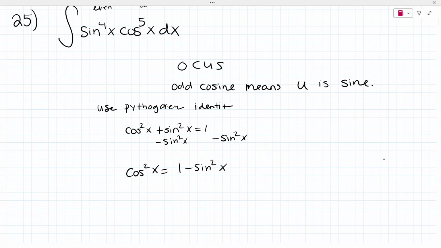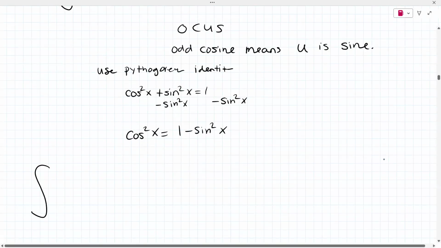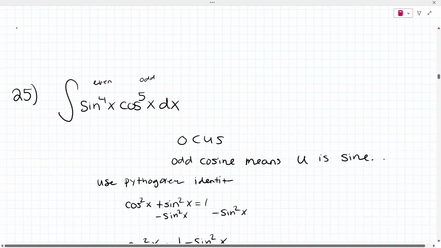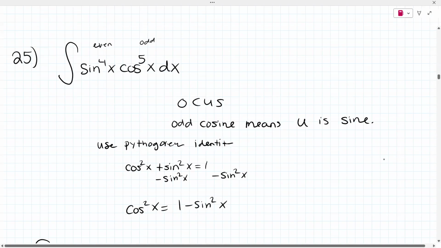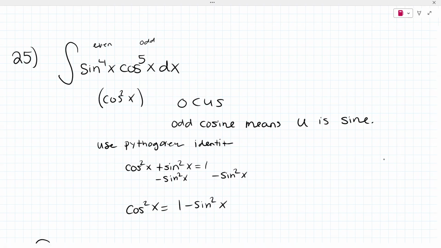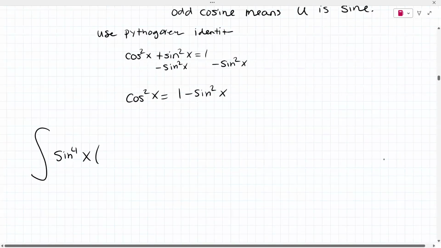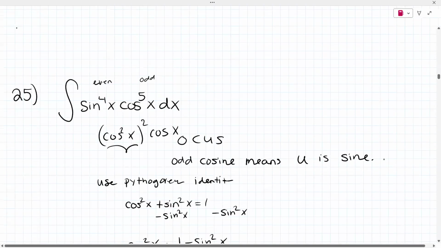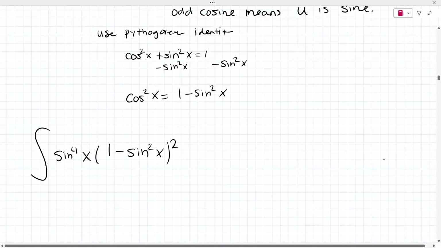Okay, so we can rewrite this problem as sin of 4x and then replace. Let's rewrite cosine 5 of x as cosine square of x squared times an additional cosine of x, right? That doesn't change your problem. This still gives you cosine 5x. But we'll replace cosine square x with 1 minus sine square of x. And then you still have the square, and then times cosine of x dx.